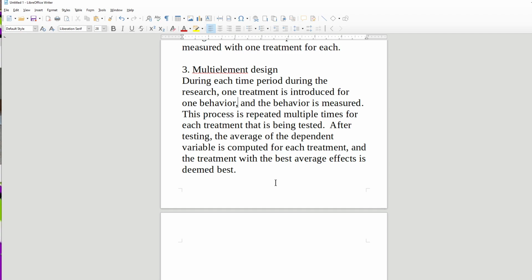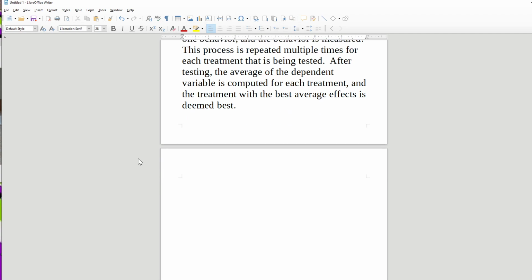Well, after you've done this several times, let's say you've tried every treatment for 5 weeks, what you're going to do is average how much furniture destruction the dog did under treatment 1, how much under treatment 2, and how much under treatment 3. And whichever treatment has the least furniture destruction, you're going to say, okay, that's the best treatment. So this one is used when you have several different treatments for one behavior and you want to find out which treatment is best.